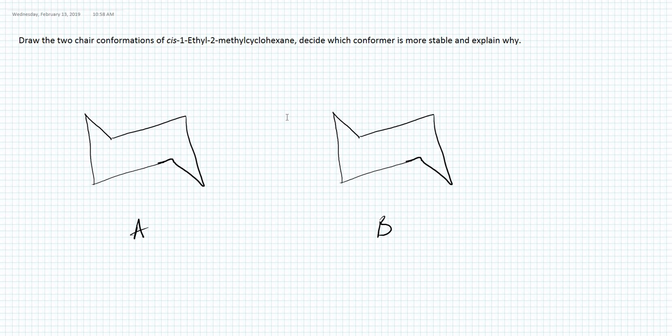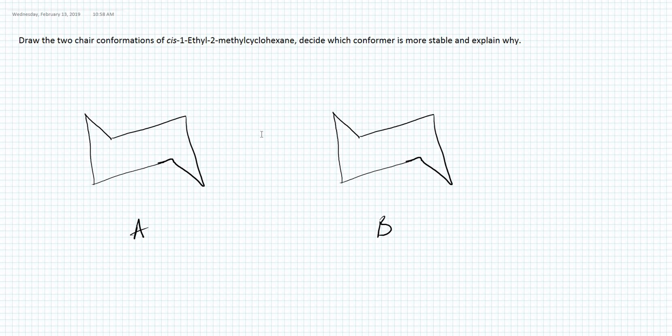Hi, in this tutorial we are going to practice drawing chair conformations of cyclohexanes. The question asks, draw the two chair conformations of cis-1-ethyl-2-methylcyclohexane, then decide which conformer is more stable and explain why.